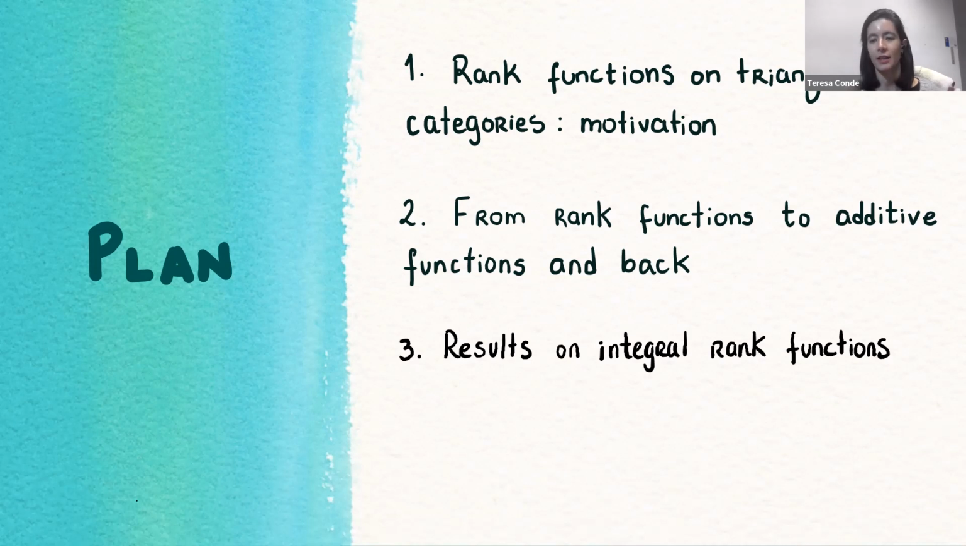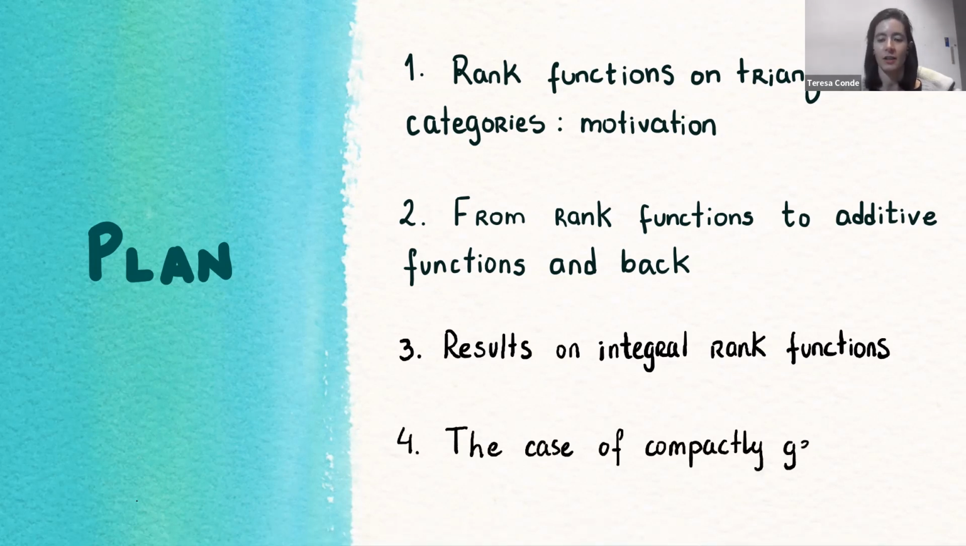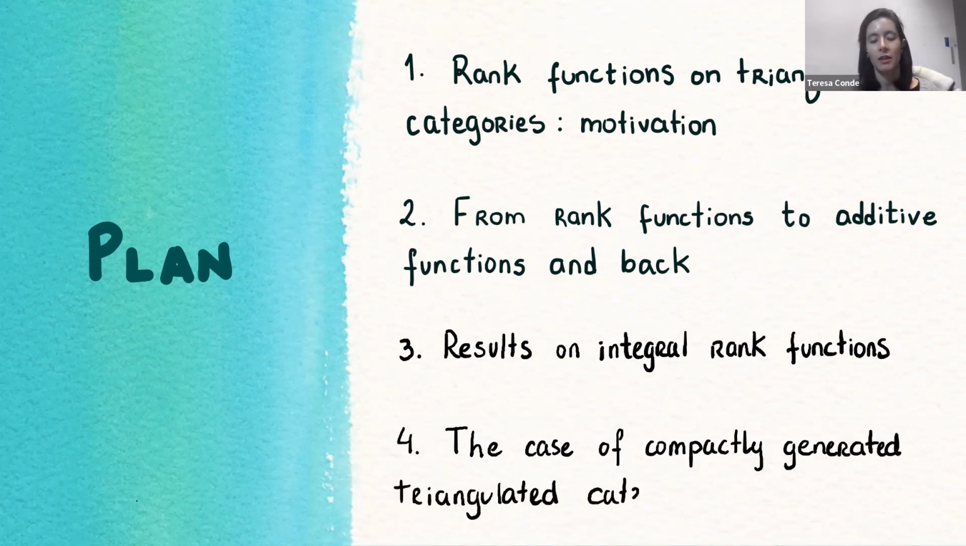And so using the techniques that are going to be developed in part 2, we then are able to extract results on integral rank functions. And in the last part, we will focus on the case of compactly generated triangulated categories. So we will restrict to the case where our triangulated category is the category of compact objects of some triangulated category, and we are going to derive some consequences in that situation.